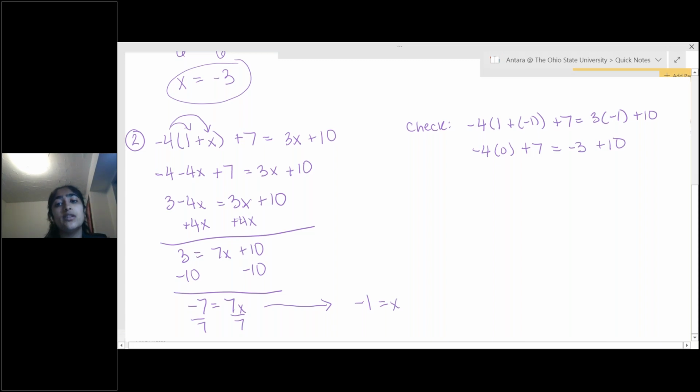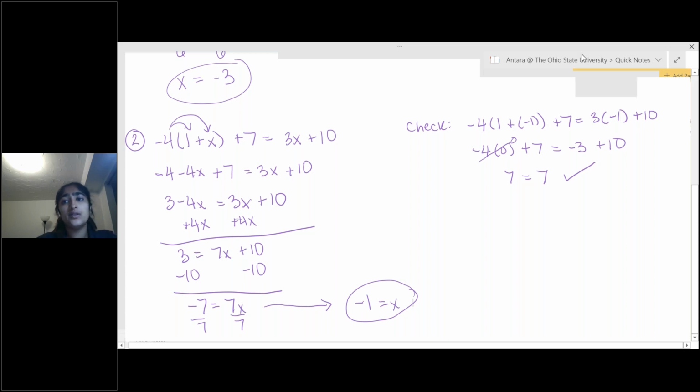Now negative 4 times 0 is 0, so that's going to be just 7. And if you add negative 3 plus 10, that's also 7. So this means that both sides are equal to each other, and we have the correct answer for x.